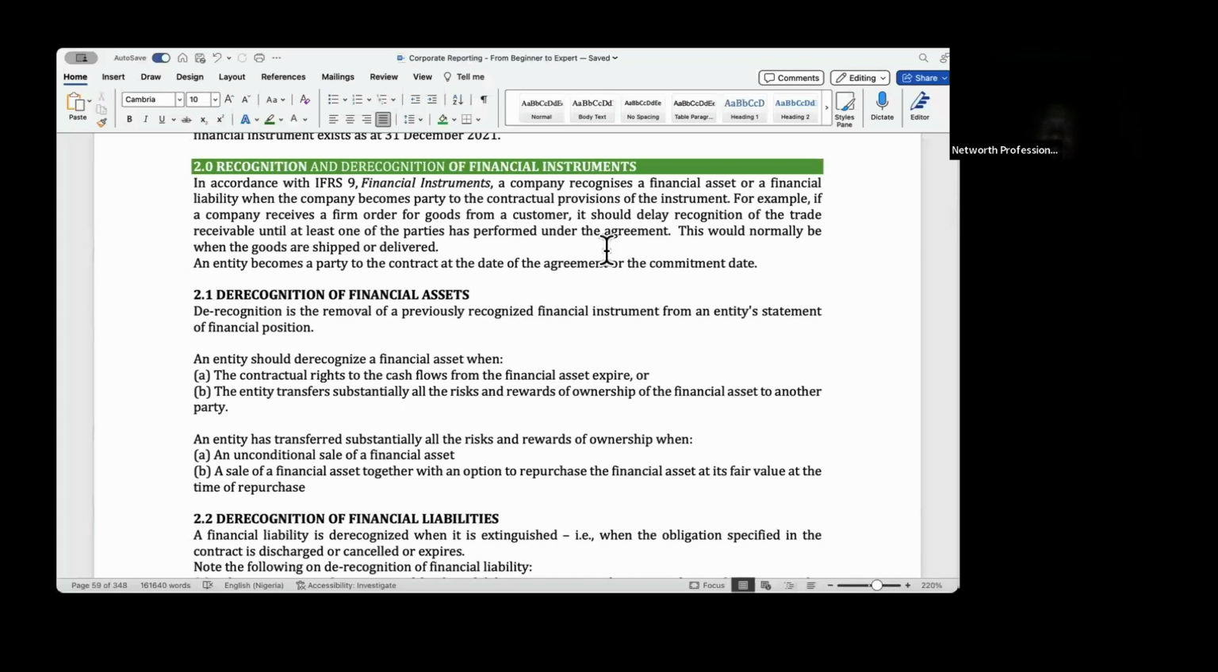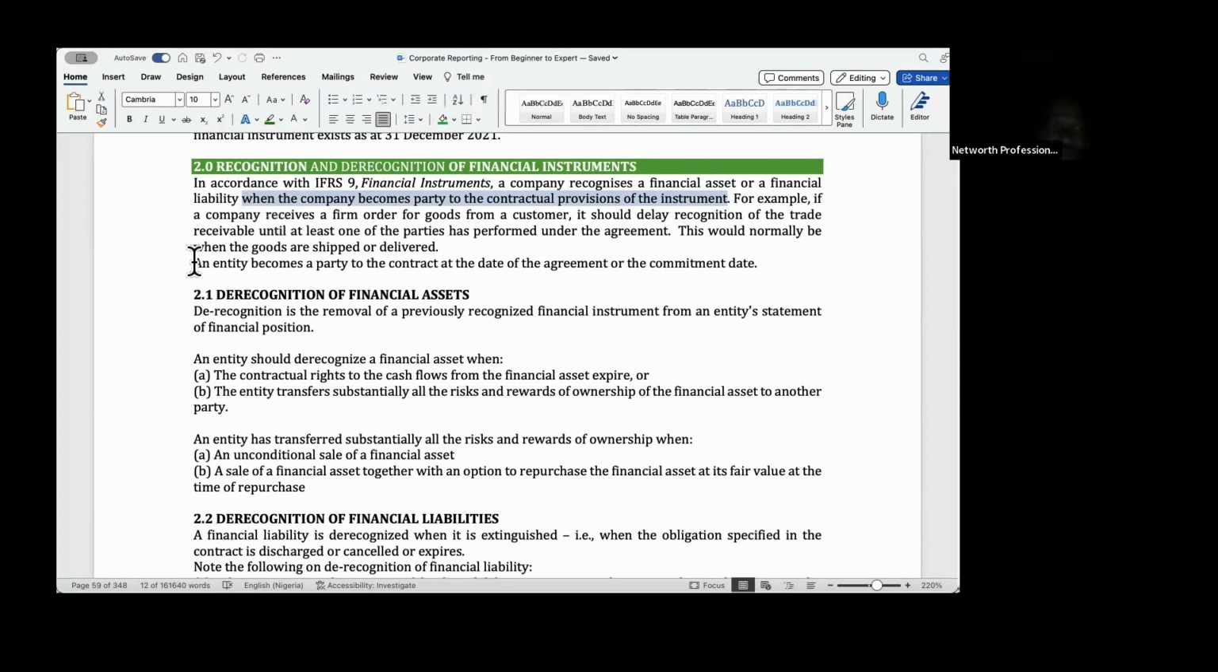So the key thing here is this. Let's start with recognition, right? So financial instruments, whether a financial asset or a financial liability, can only be recognized in the books when the company becomes a party to the contractual obligation or the contractual provision of the instrument. When the company becomes a party to the contract majorly.